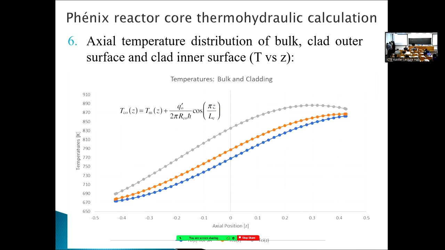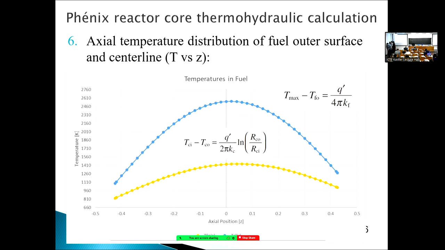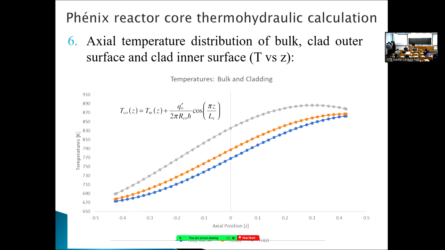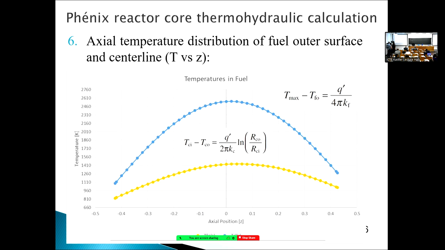So this is for clad outer temperature. And for the clad inner temperature, we used a linear conduction model to find the temperature in the clad inner. And these are the results for the temperature in the fuel. Yes, which we have here the clad inner. Should be in the other slide, yes.